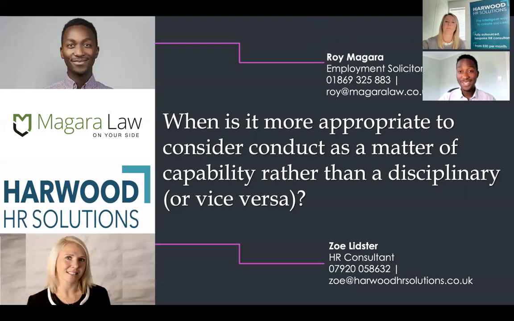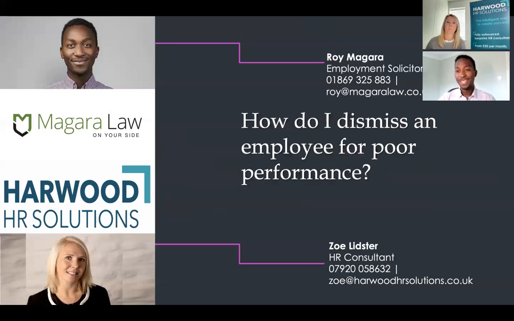Okay. So Zoe, over back to you. How do I dismiss an employee for poor performance? Yeah, well, the key to this is planning and timing, as it really should only happen after some sort of performance plan, training, coaching and support has already been provided. And then you will be moving through the warning process.